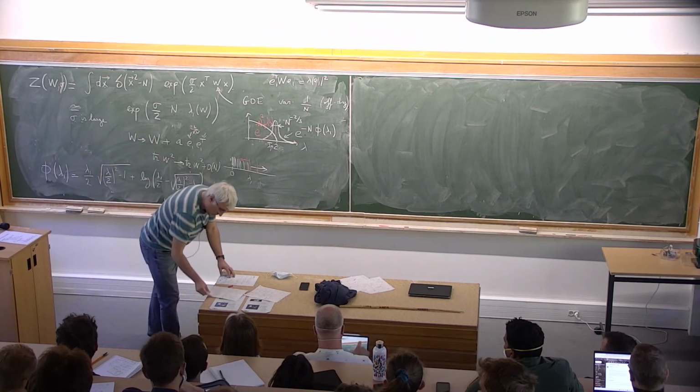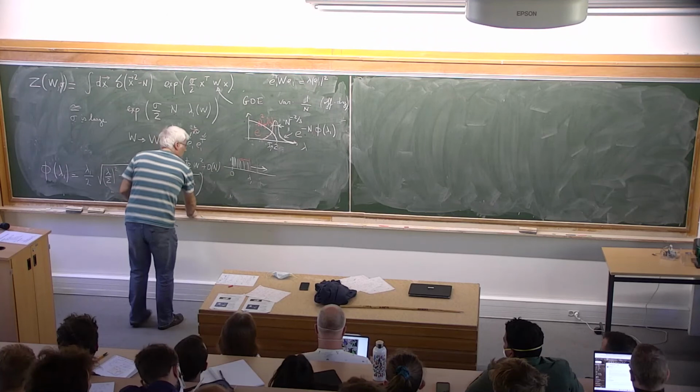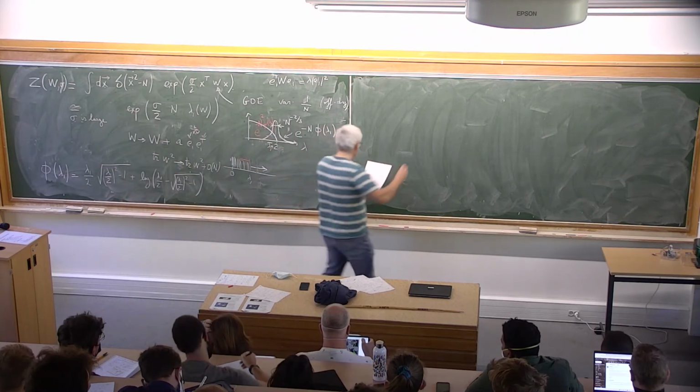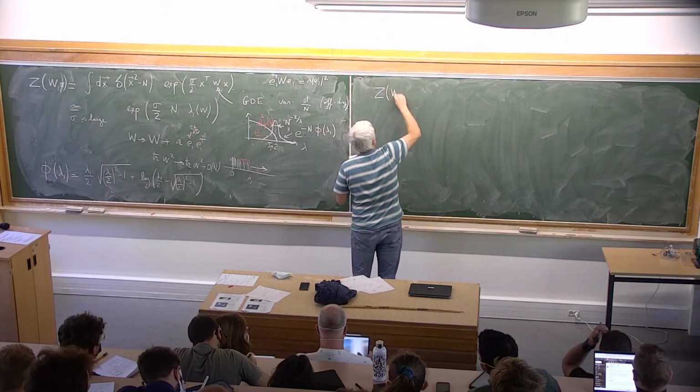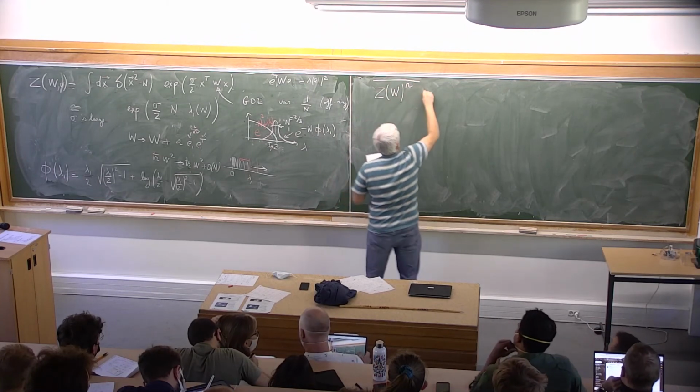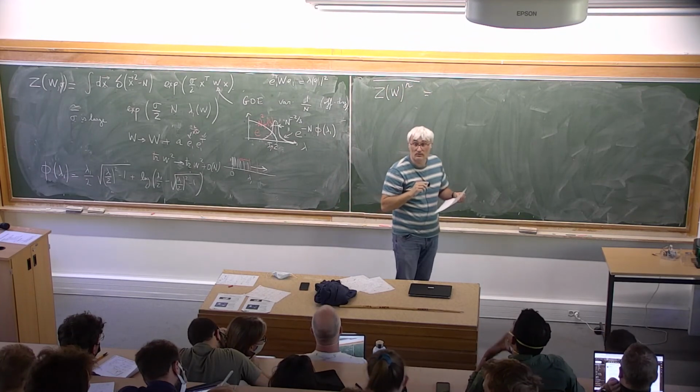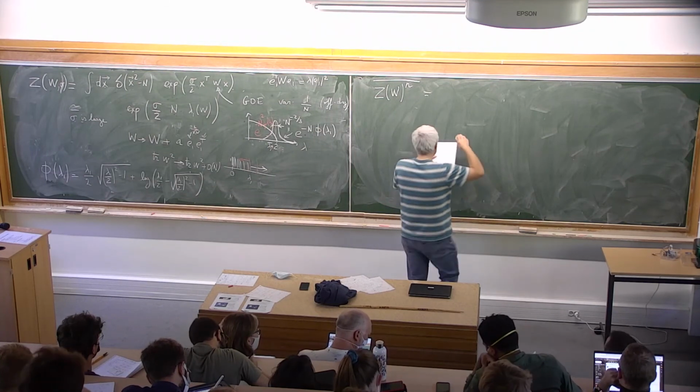OK, so let's exploit the calculation we have done so far. Now if I do Z of w^n, but I'm not considering that n should be equal to 0. It can be any small thing, and you will see how it should scale.